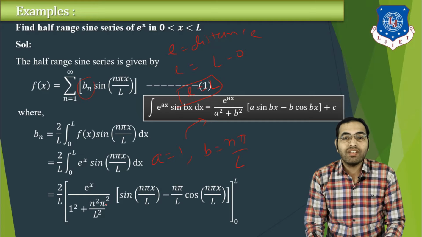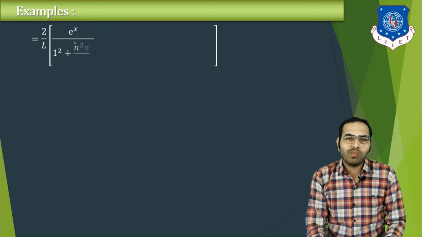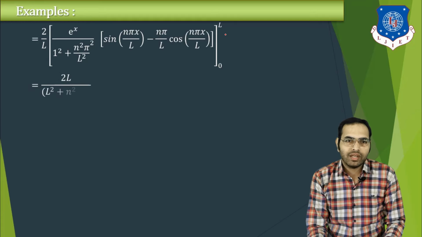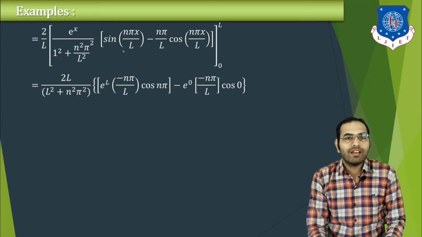For that, firstly we have to simplify that term, then after applying the limit, 2 by L e raised to x upon 1 square plus n square pi square by L square inside the bracket sin n pi x by L minus n pi by L cos n pi x by L, where x is running from 0 to L. Now firstly in the denominator portion we have to take the LCM, then L square comes here, then L square plus n square pi square in the denominator goes in the numerator portion, 1 L will be cancelled out, that will give you 2L upon L square plus n square pi square.